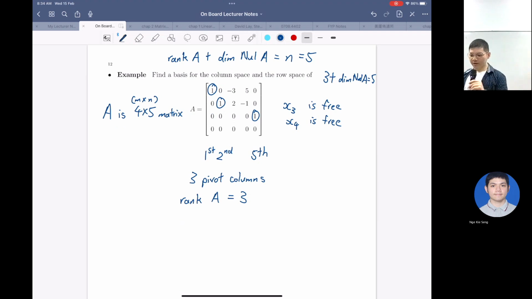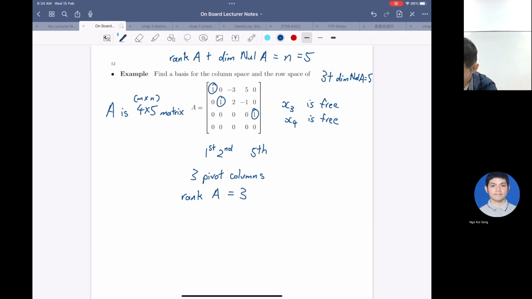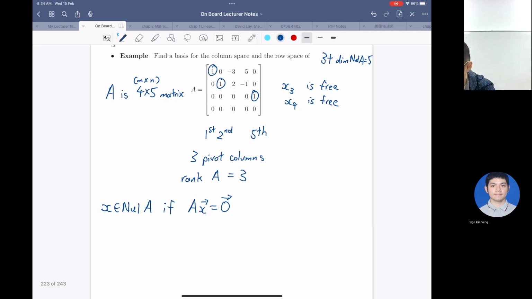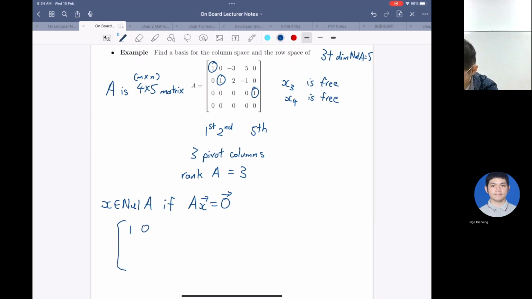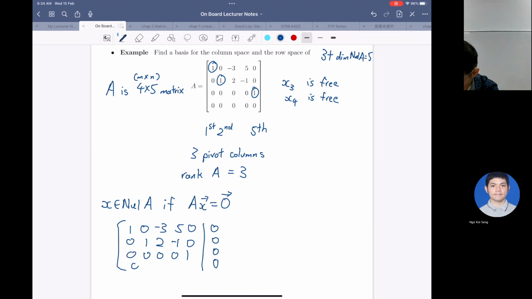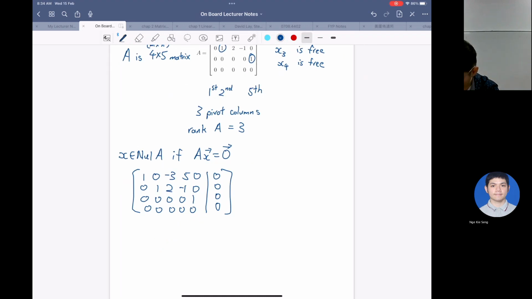The basis. Remember, when we solve for null space, what's null space? X is in the null space of A if AX equals 0. That means you need to solve the homogeneous system. Okay. So when you solve the augmented matrix with the homogeneous system, can you get out the parametric vector form for me? Let me copy down first. So what is the parametric vector form?